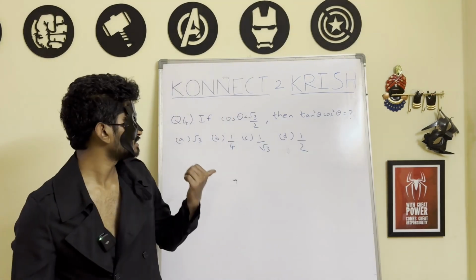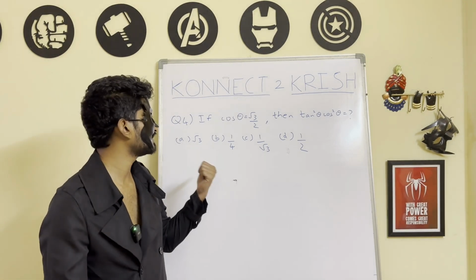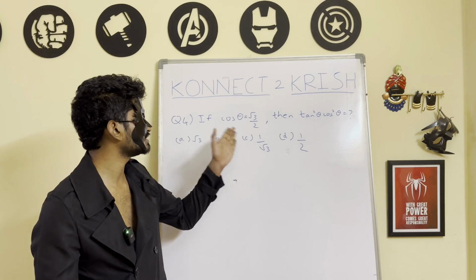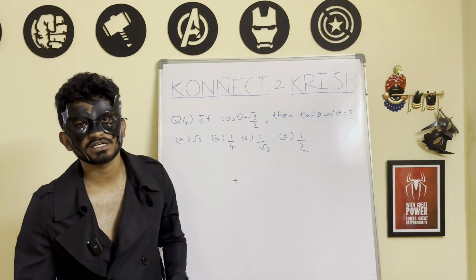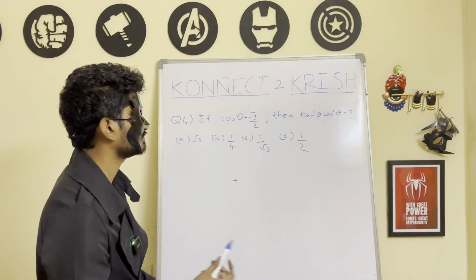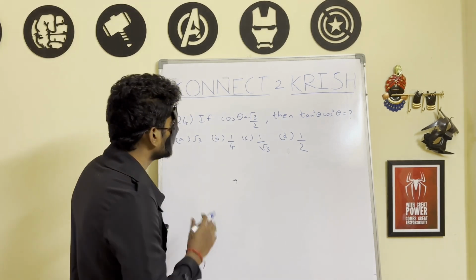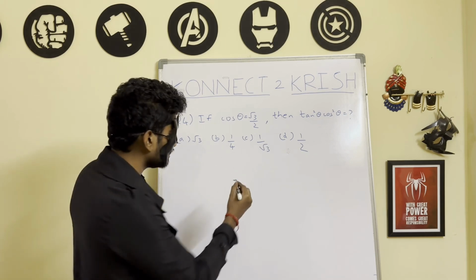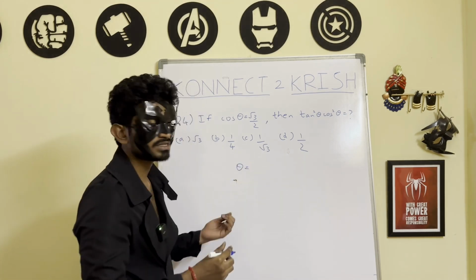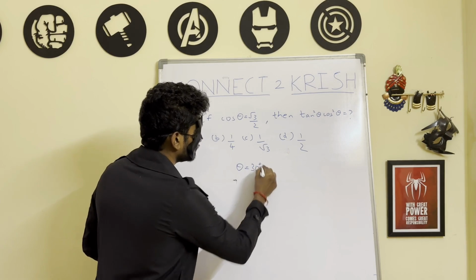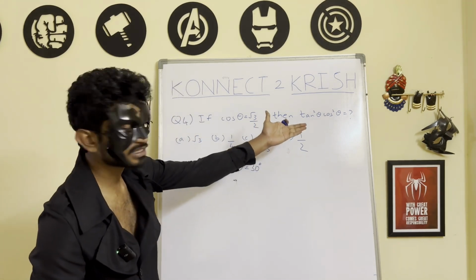So next question asked in CGL 2023 Tier 1 is, if cos theta is equal to root 3 by 2, then find the value of tan square theta into cos square theta. So cos theta is root 3 by 2 when theta, you might all be knowing, is nothing but equal to 30 degrees. So now substitute there, tan square theta into cos square theta.